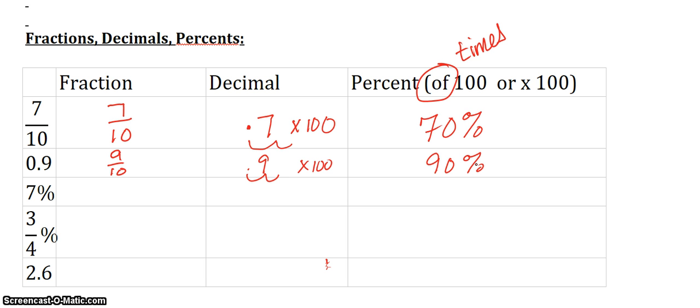Well, what if I give you the percent first? So what if I say 7%? Now write that as a decimal. Well, when we went this direction, we multiplied. If we're going back the other direction to write the decimal, we're going to divide by 100. It's 7 divided by 100. So 7/100 is 0.07. Now here's where things get tricky.